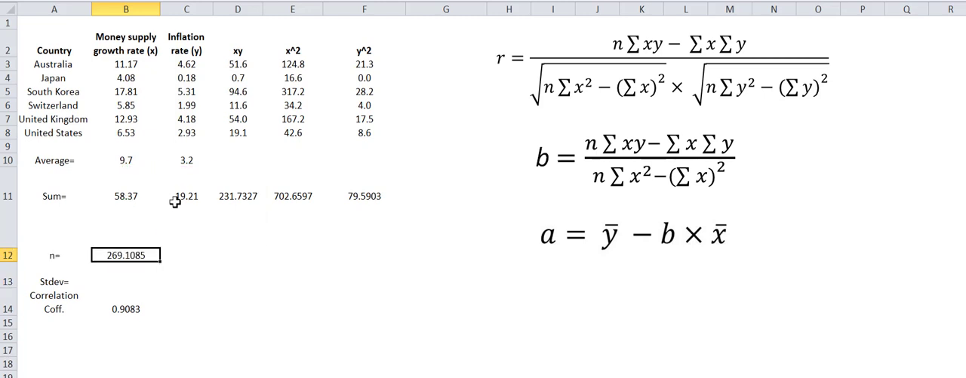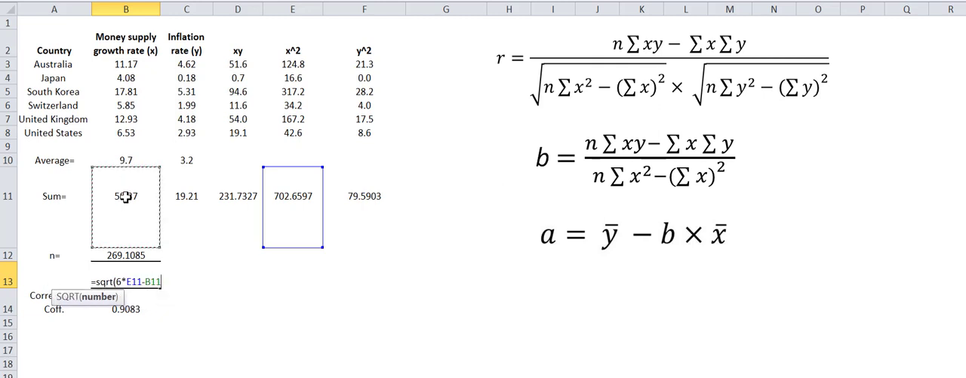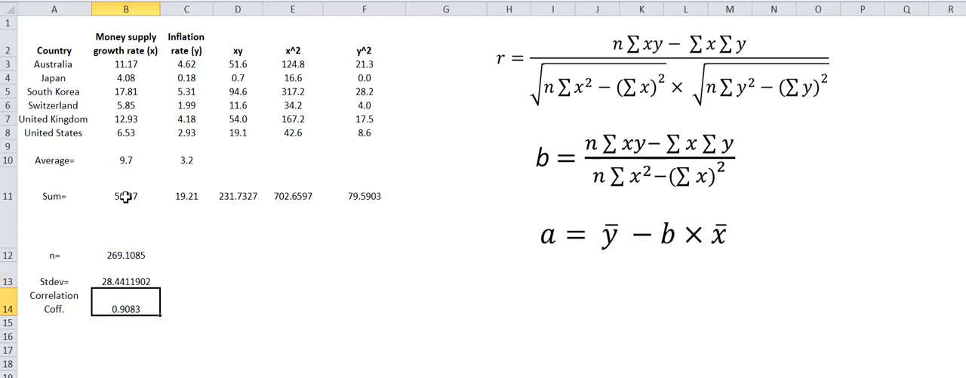So this is what I have in the numerator, and then in the denominator I'm gonna calculate the square root, where I have 6 multiplied by sigma x square, so that is this number, minus sigma x and the square of this thing, which will be this multiplied by this. So I will get this. This 28.44 is basically this section in the square root.